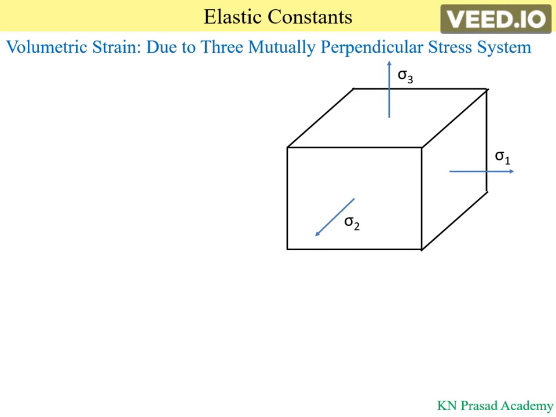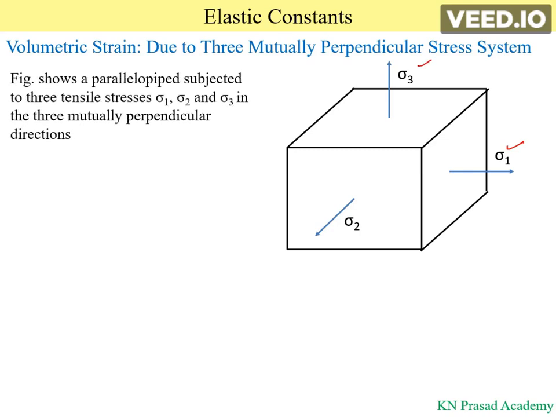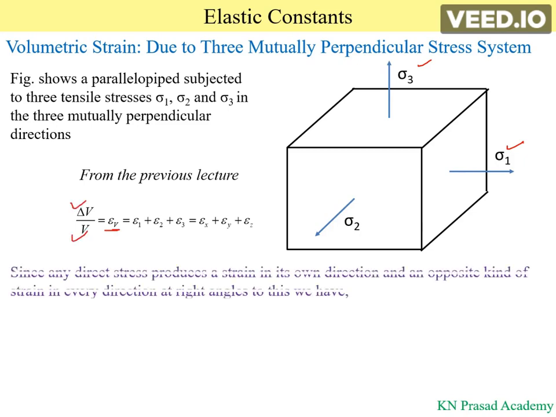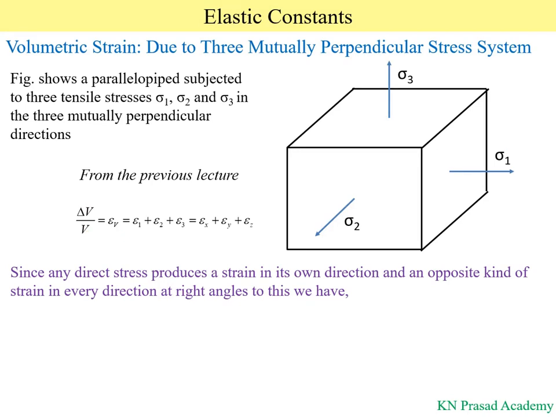Here we are applying three direct stresses, sigma 1, sigma 2 and sigma 3, in three mutually perpendicular directions. In the previous lecture, we discussed the volumetric strain, epsilon V equal to delta V by V, which means change in volume divided by the original volume. So epsilon V equals the summation of the strain in the three mutually perpendicular directions. Also, we have discussed that any direct stress produces a strain in its own direction, and also produces the opposite kind of strain in every direction at right angles to the applied stress.